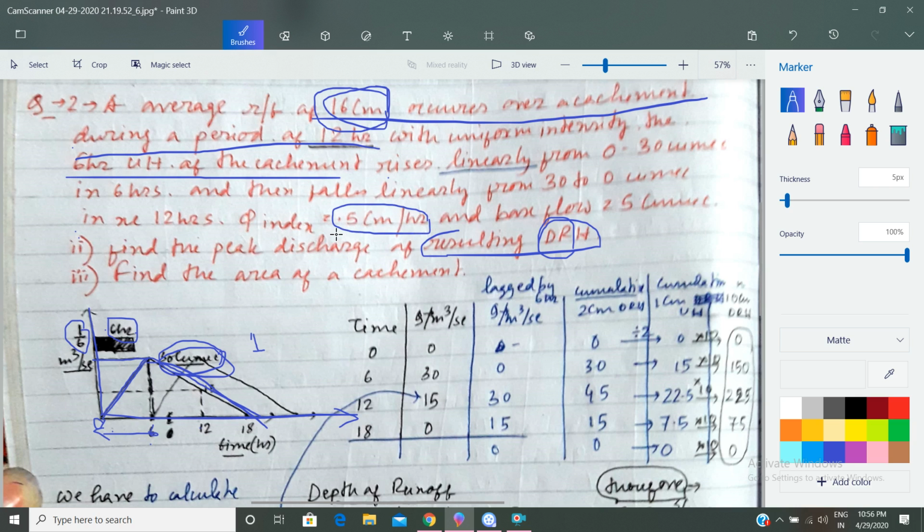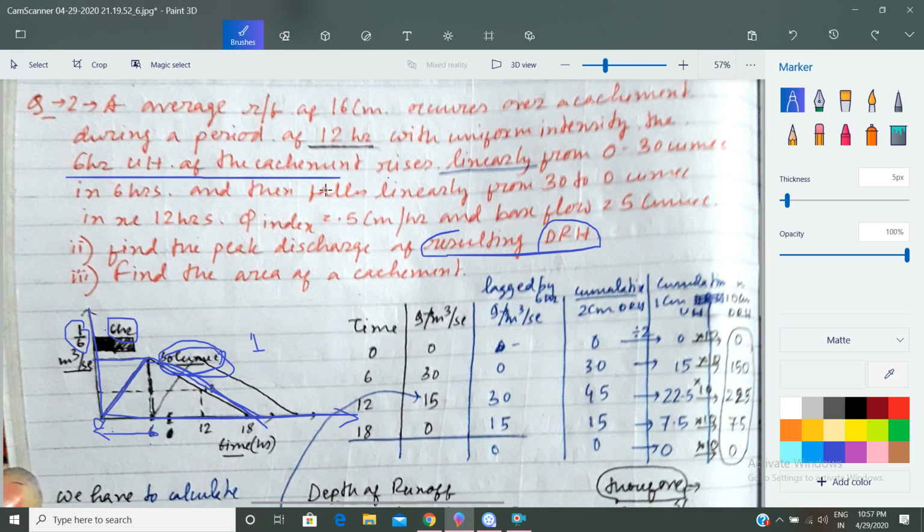So 0.5 centimeter per hour, then in 12 hours how much infiltration occurred? In depth it will be 12 into 0.5, it will be 6 centimeter infiltration. So 6 centimeter infiltration occurred in this 12-hour duration, and precipitation was 16 centimeter. So what was the runoff? It will be 16 minus 6 equal to 10 centimeter, isn't it? I'm repeating another time.